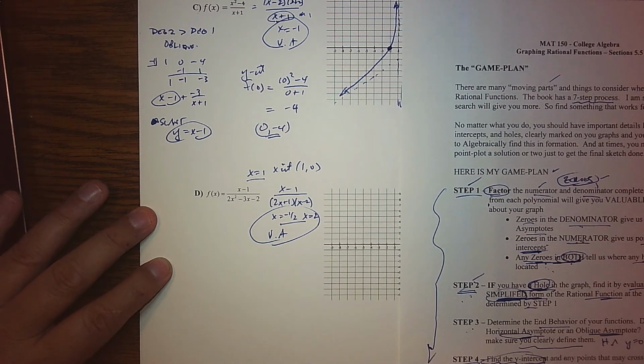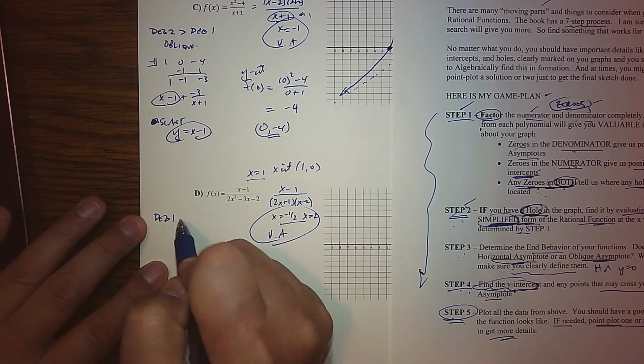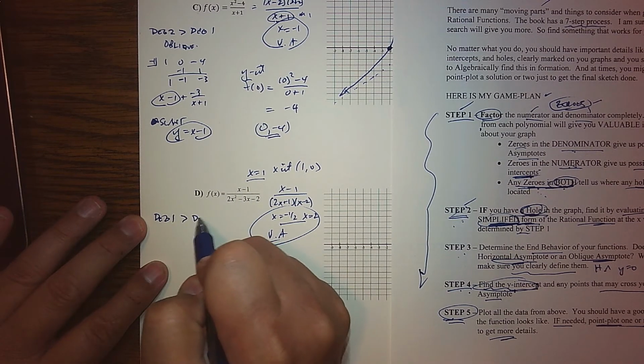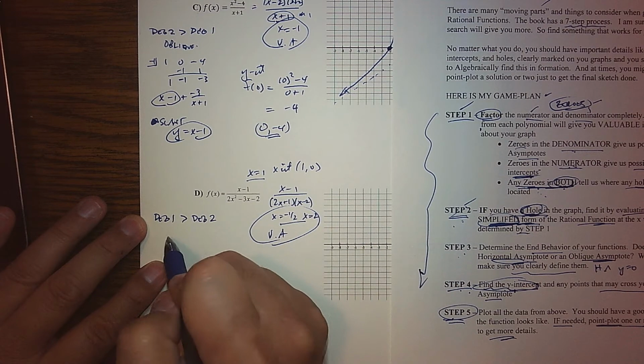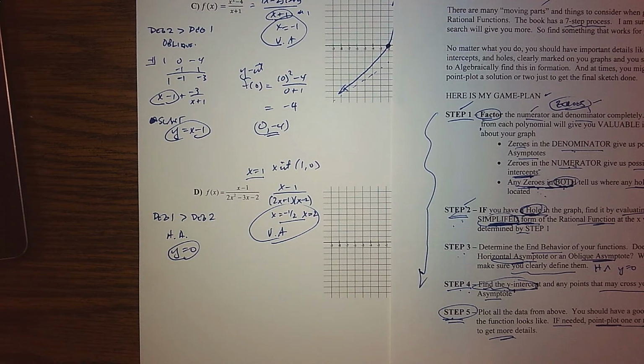Step 3, what's my end behavior? Well, in this case, my degree is 1 in the numerator. My degree is 2 in the denominator. So my horizontal asymptote is the x-axis, or what we know to be y equal to 0. So far, so good. There's step 3.